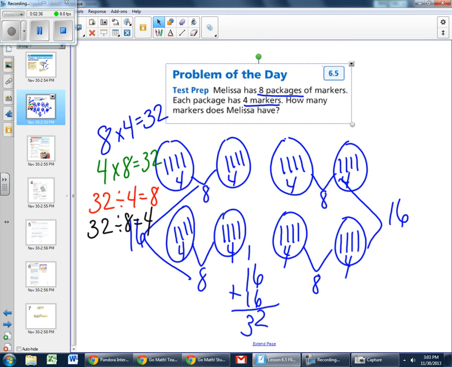So Melissa has 8 packages of markers. Each package has 4 markers. How many markers does Melissa have? Melissa has 32 markers.